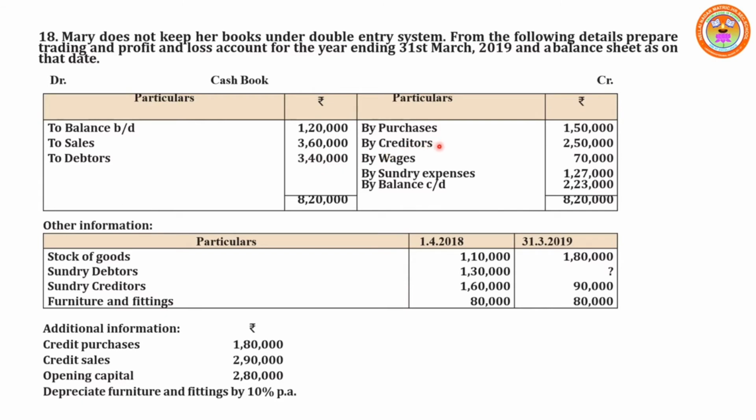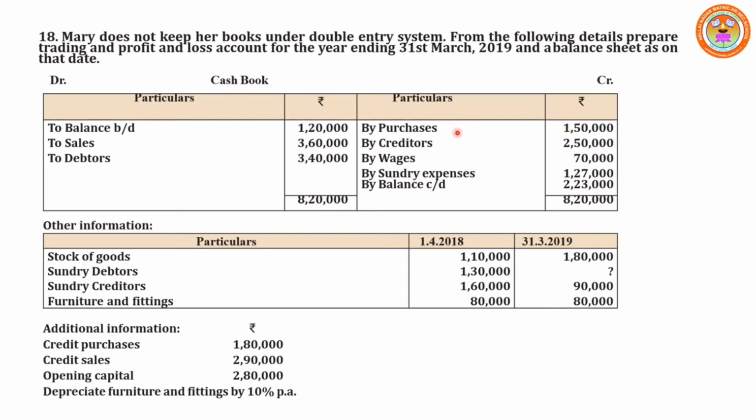Now look at this side. Think about last year, when we prepared the single column cash book. On which basis did we prepare it? All the receipt items used to appear under the debit side, so these are called receipts. The items entered under the credit side are the payments.